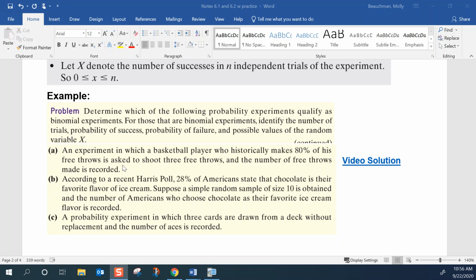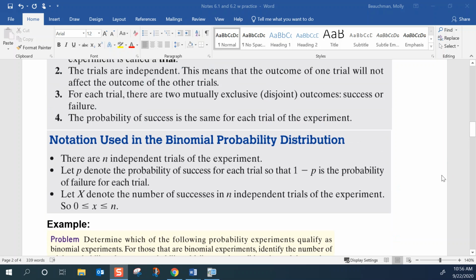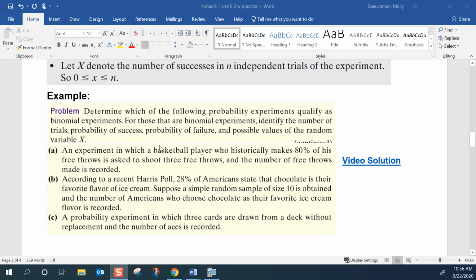So this is binomial. Let's go through the criteria. Number one, are there a fixed number of free throws? Yes, there are 3. Number two, are they independent? Yes, one free throw, made or missed, does not affect the next free throw. Third, for each trial, there are 2 outcomes, success or failure. That is true. Success means he makes the basket, failure means he misses. And then the probability of success is the same for each. So yes, the probability that he makes the free throw is 80%.